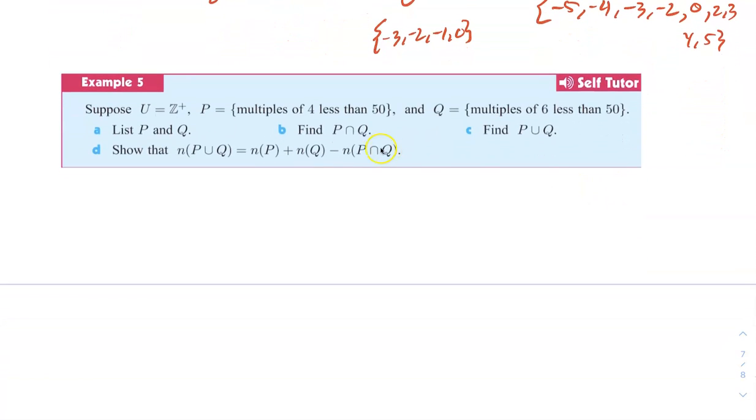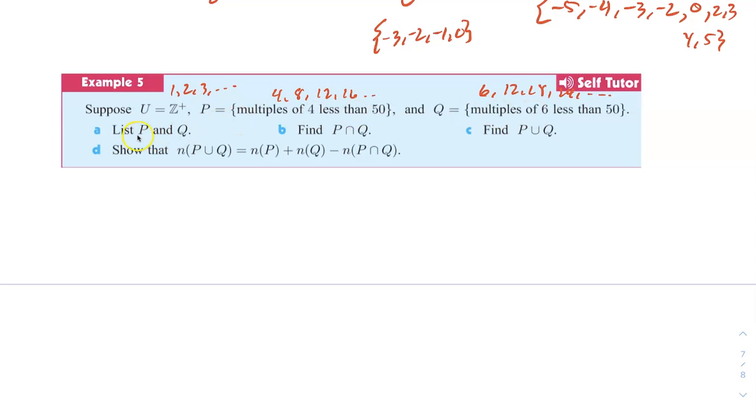And the last one, suppose the universe is Z plus. Remember that is just 1, 2, 3, 4, 5, all that stuff. P is multiples of 4 less than 50. Okay, that sucks. So 4, 8, 12, 16, yada yada. Q is multiples of 6 less than 50. 6, 12, 18, 24.